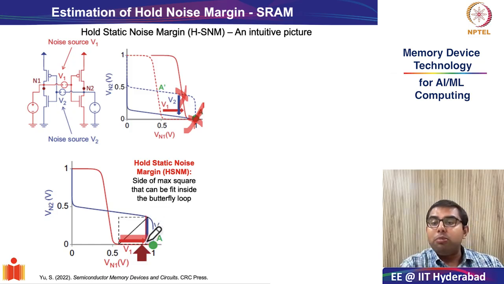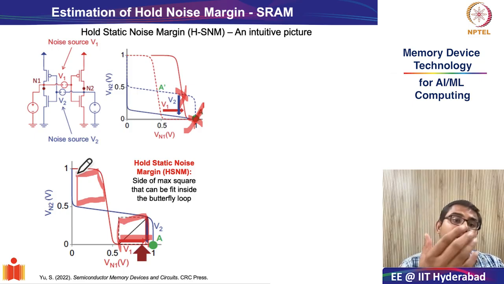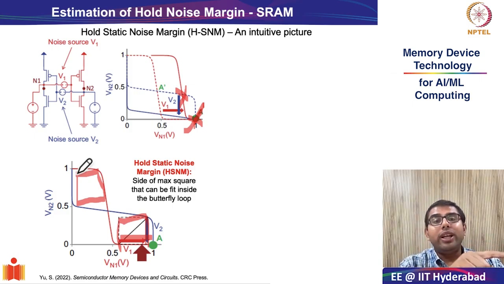Okay, so the maximum noise that the cell can tolerate during the hold cycle is measured by the maximum size of this nested square. This has to be a nested square that can fit into both these VTC characteristics. So I am drawing the nested square. The side of the maximum square that can be fit inside the butterfly loop ultimately determines the hold static noise margin. And this is the very valuable thing that we learn from doing this analysis using the VTC characteristics.